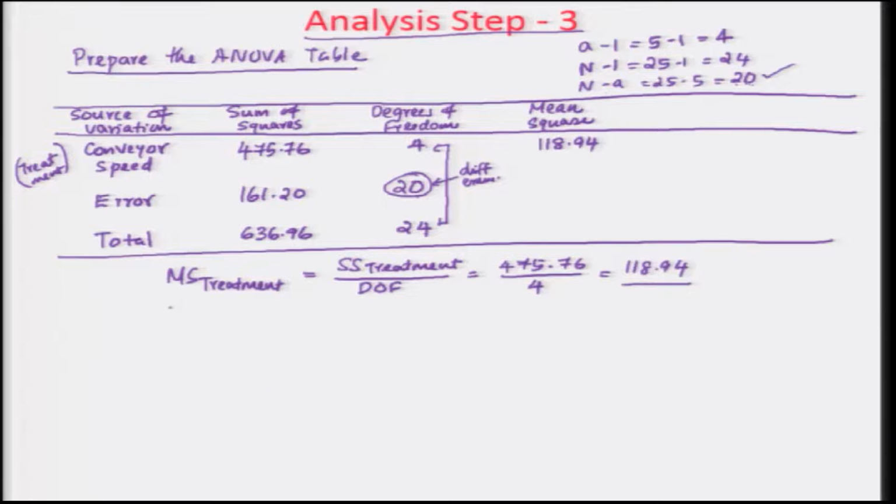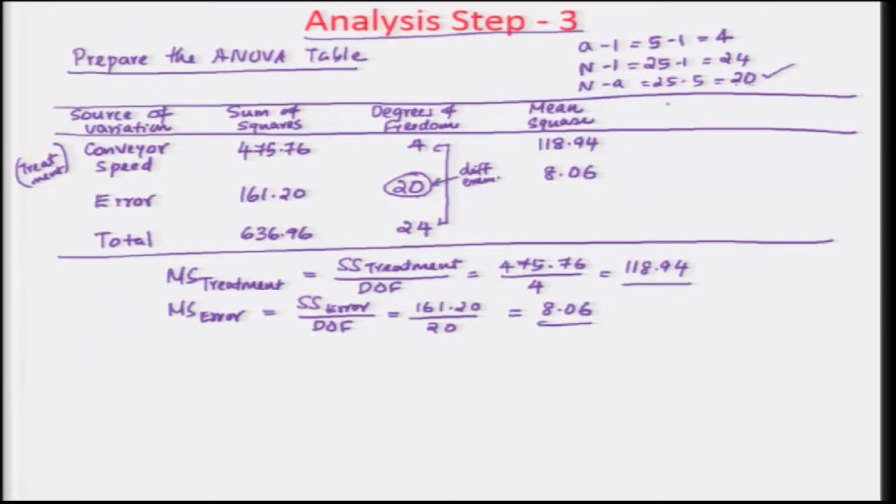Then the next mean square, the mean square of error, is given by the sum of squares of error divided by degrees of freedom, which is 161.20 divided by 20, which should give you 8.06. This value goes right here. So, these are your mean squares. I told you again, the mean square is the sum of squares divided by the degrees of freedom.